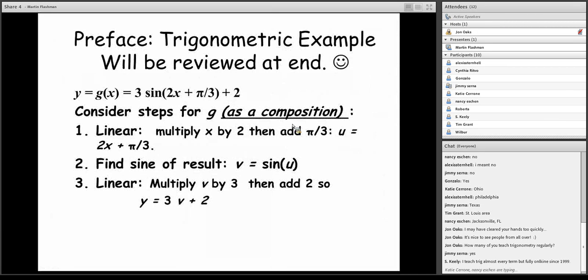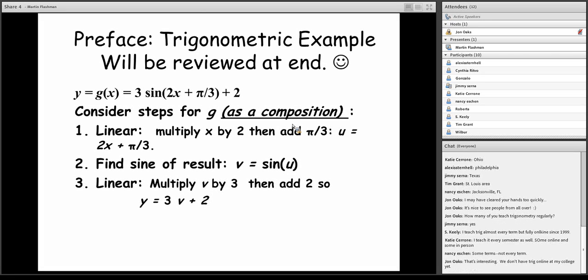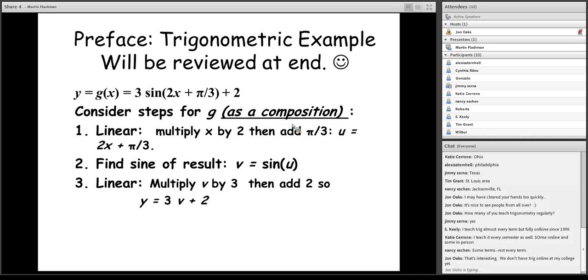Before we get too far in, I want to show you where the bottom line is going to be. I want to show you how mapping diagrams would analyze this function, y is g of x, 3 sine of 2x plus pi over 3, plus 2. This is the kind of graph that students have to do at the end of the graphing function part of the trig course, or a pre-calculus course, or elementary functions course.